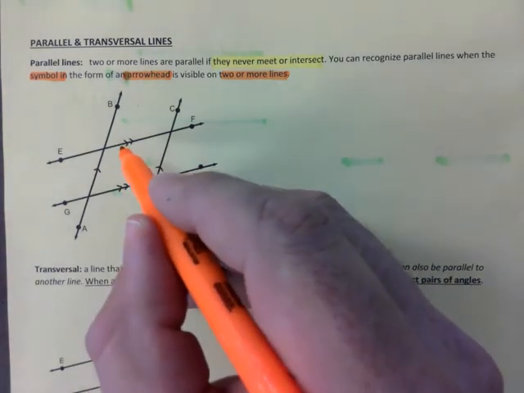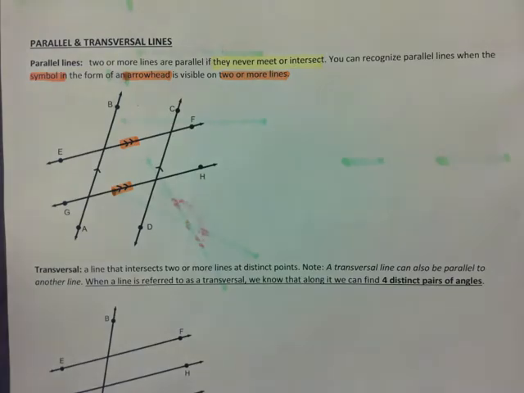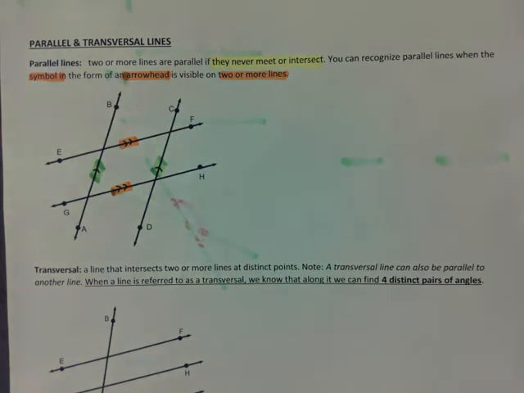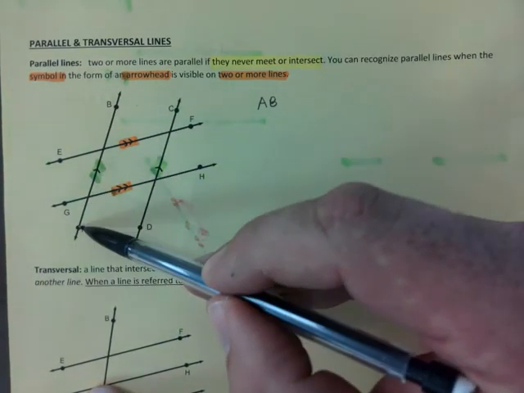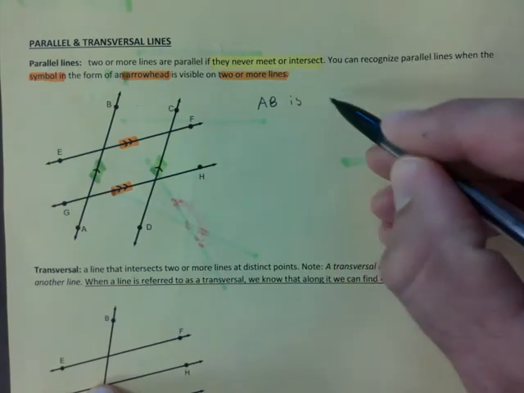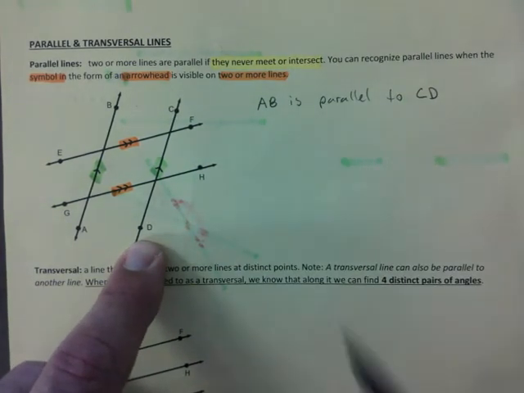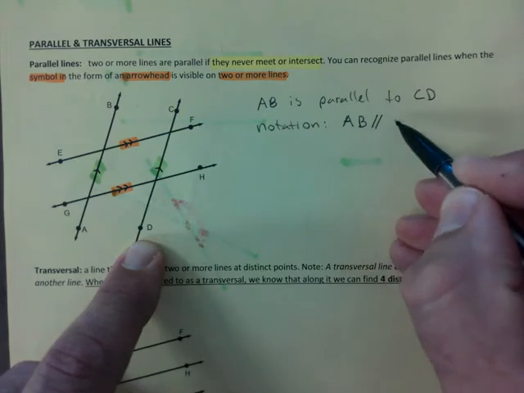You've got to be careful here, but this line would be parallel to that line, and I'm going to use a green one here. This line is parallel to that line. So you have 2 sets of parallel lines here. So what we can say is, AB, this segment here, is parallel to CD, segment CD. Okay, and the notation we use to make reference to that is AB is parallel to CD.